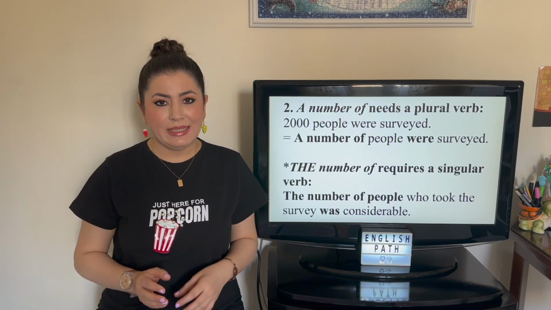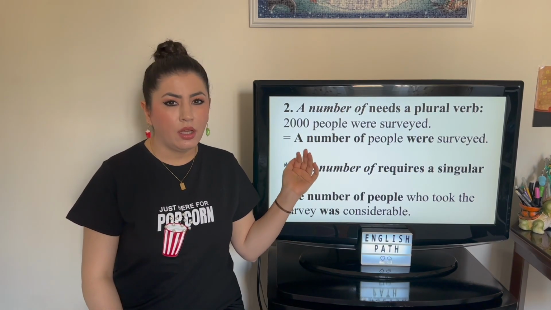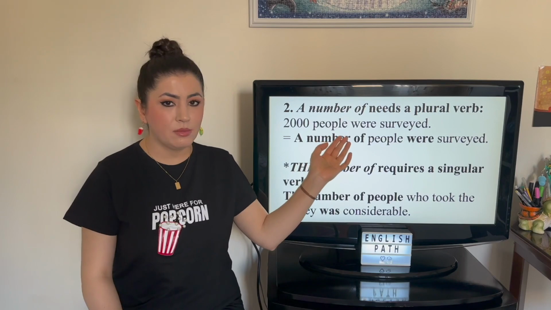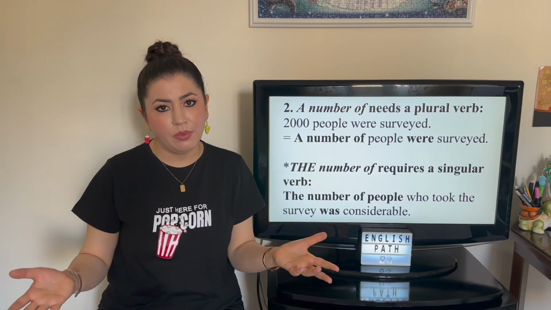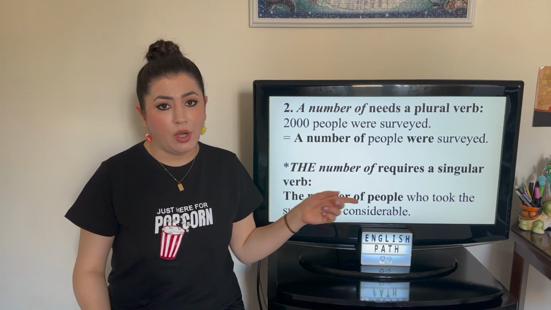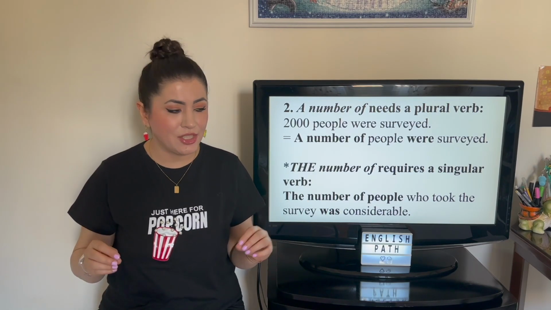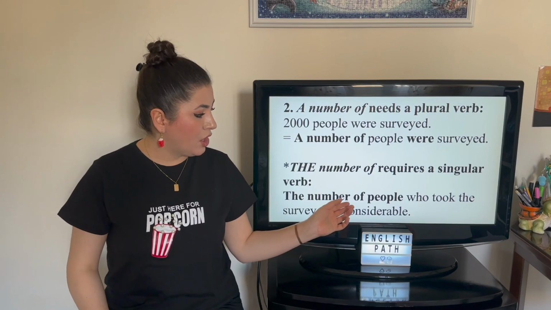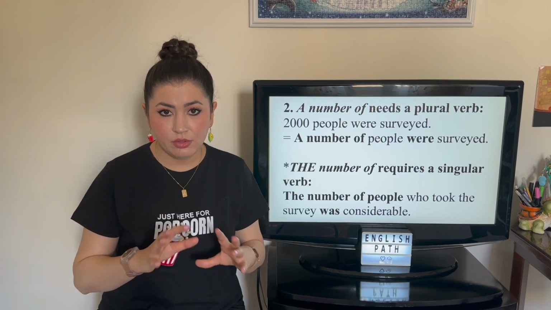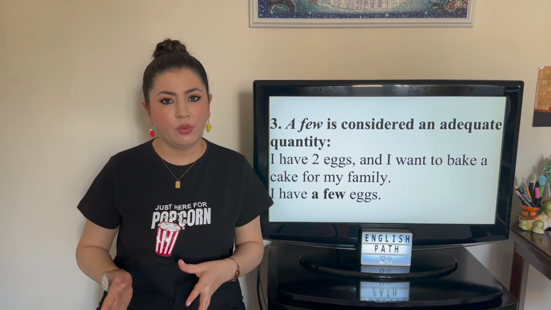A number of needs a plural verb. 2,000 people were surveyed. A number of people were surveyed, right? What was that number? 2,000 people. 2,000 people needs a plural verb. So a number of always needs a plural verb. The number of, on the other hand, requires a singular verb because the subject of your sentence is actually the word number. Like, the number of people who took the survey was considerable. The number, 2,000, was considerable. A few is considered an adequate quantity.